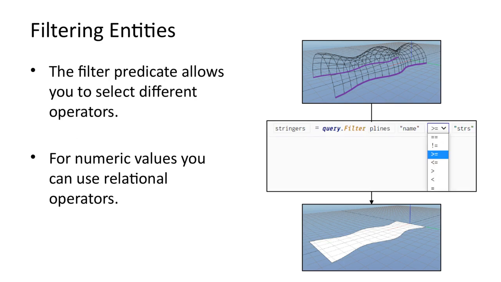The query.Filter has a drop-down list, allowing you to select different operators for the predicate. If the value of the attribute is numeric, the relational operators can be used.